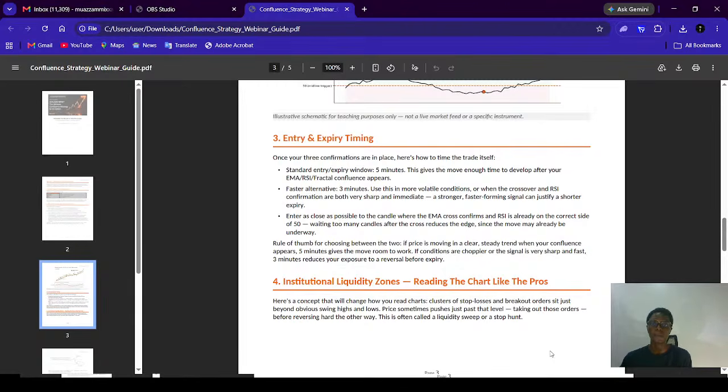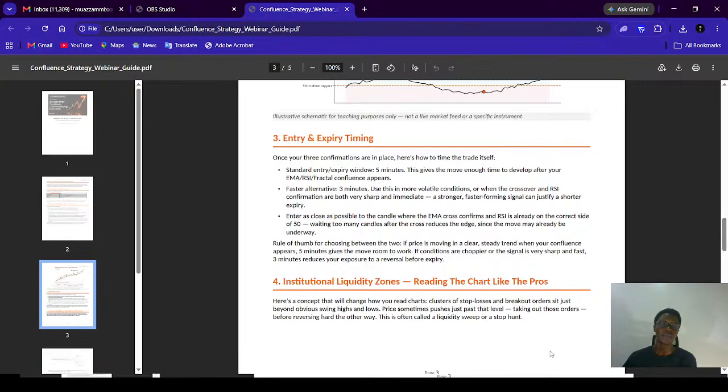What matters is the direction of the market. Is it going down or going up? What is the strength of the chart? What is the strength of the market? And what is the strength of the buyers or the sellers on both sides? These are the rules for your entry and your expiry time.